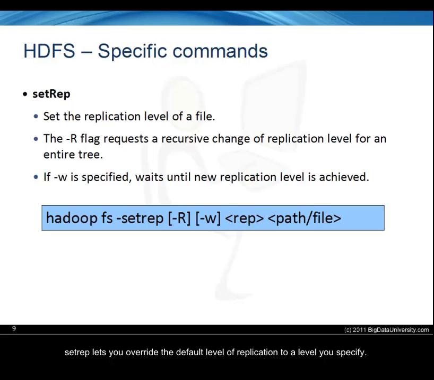Setrep lets you override the default level of replication to a level you specify. You can do this for one file or, with the -r option, to an entire tree. This command returns immediately after requesting the new replication level. If you want the command to block until the job is done, pass the -w option.